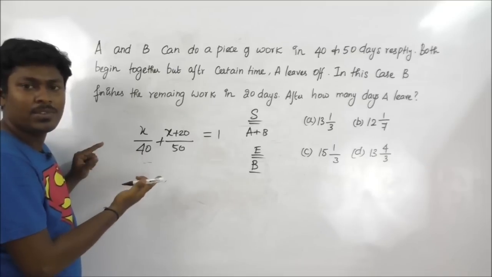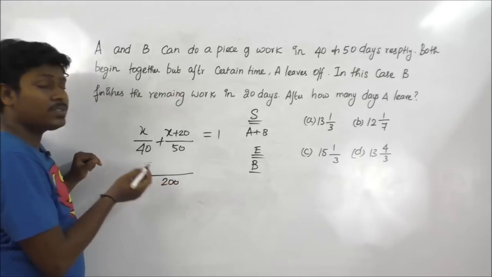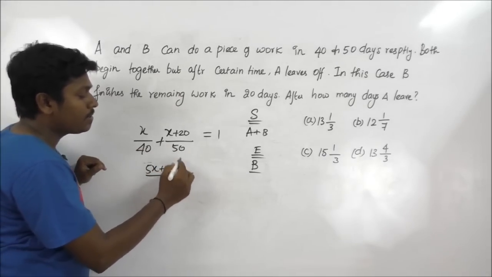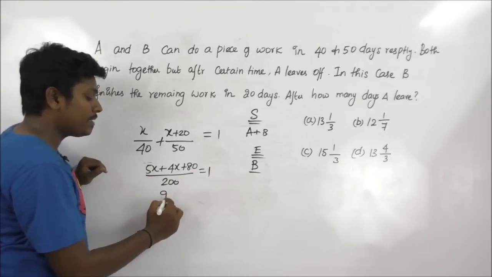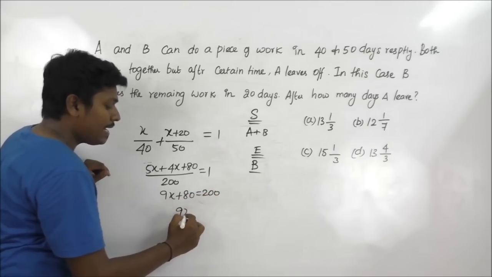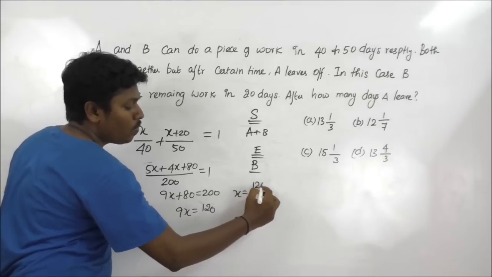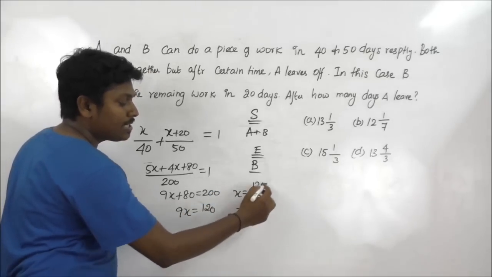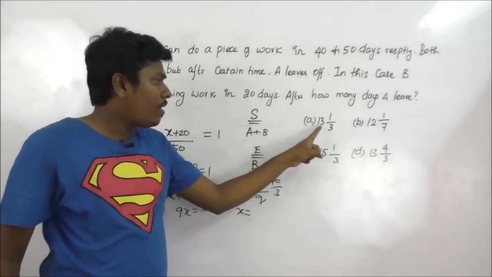So I hope that everyone can solve this, right? So 40 and 15, the LCM will be 240, which is 6x... So 5x plus 4x, that is 9x plus 80 is equal to 200. So 9x is equal to 200 minus 80, that is 120. Therefore x is equal to 120 divided by 9. When we cancel 120 by 9 in the 3 table, that is 40 by 3.